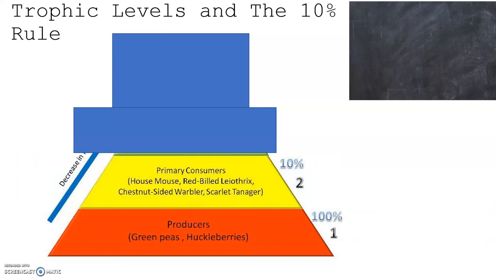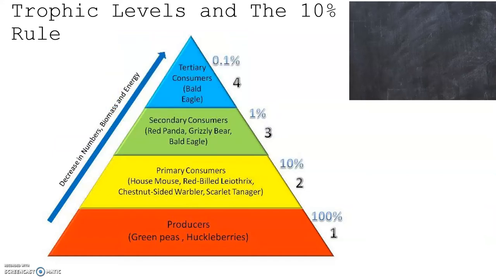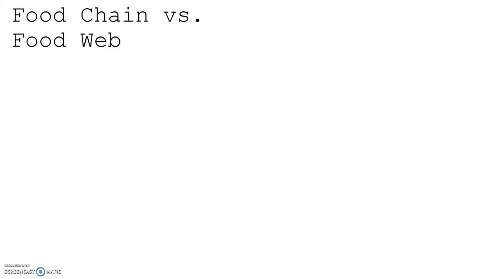So whether that's the mouse or a bird. And then only 10% moves up to the secondary consumers, such as pandas or bald eagles. And then 10% of that moves up to the tertiary consumers. Notice that some can be both tertiaries or quaternary consumers, and we very rarely go past 4. I've never seen it go past 4 because we just don't have enough energy transfer up from those bottom levels.